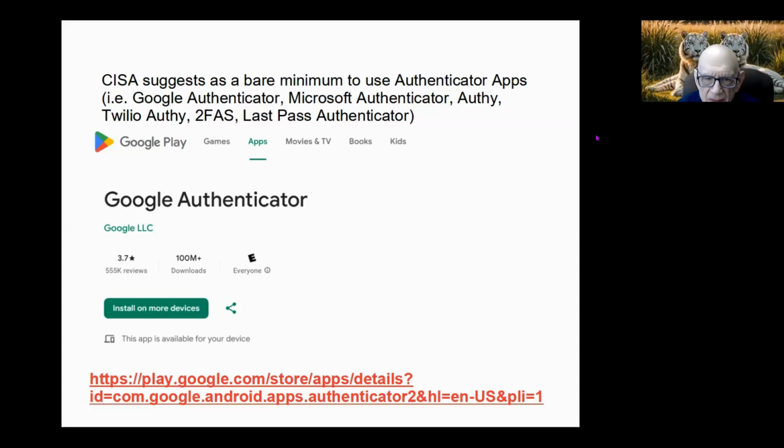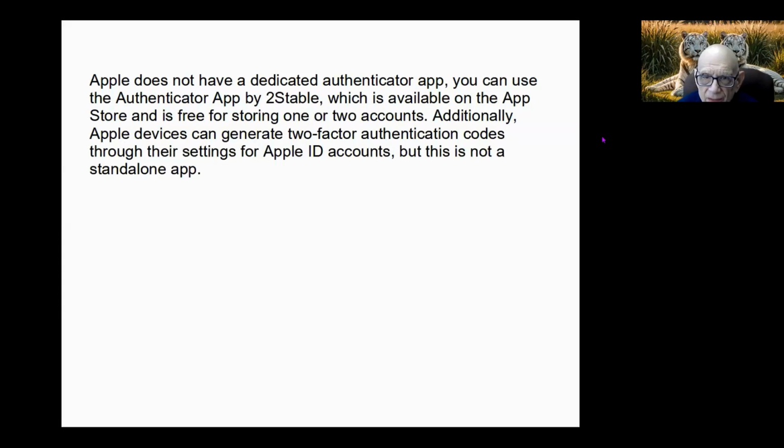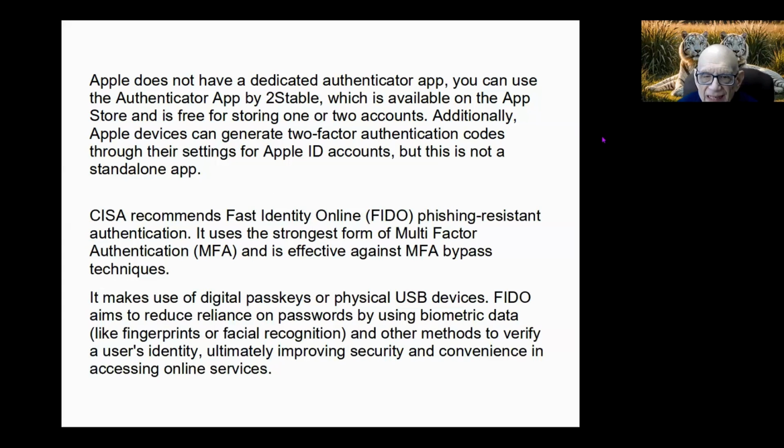I provide the link to this one rather than to the Microsoft one, because Microsoft, again, is a Windows product. This is an authenticator app that I have installed. Apple does have a dedicated authenticator app. And CISA also recommends Fast Identity Online. I'm not going to go into defining what this is, but if you're interested in learning more, this information will be in the handout. And if you want to go to the CISA recommendations PDF, you'll have a link to get there.